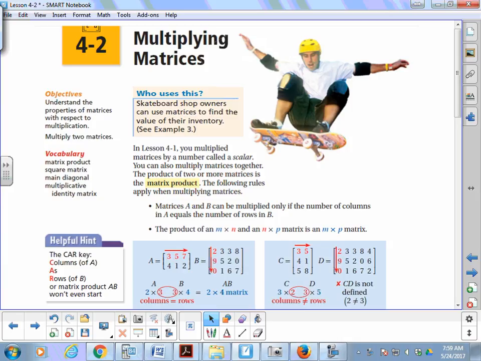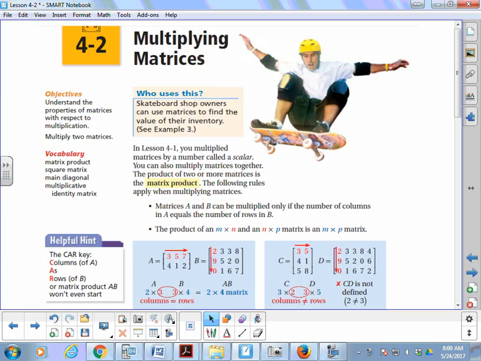Multiply matrices. Yesterday we were working on adding and subtracting them and just displaying data in the matrices. When we were working with them, we had to have the exact same size matrix to be able to add and subtract. Well, when we multiply matrices, things change a little bit.